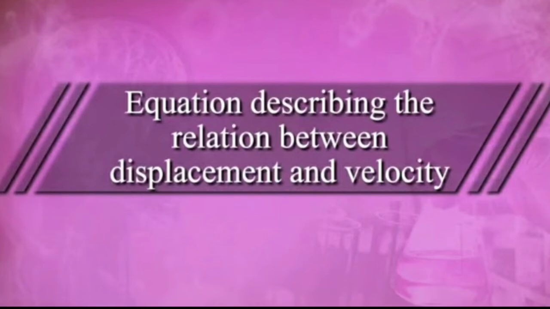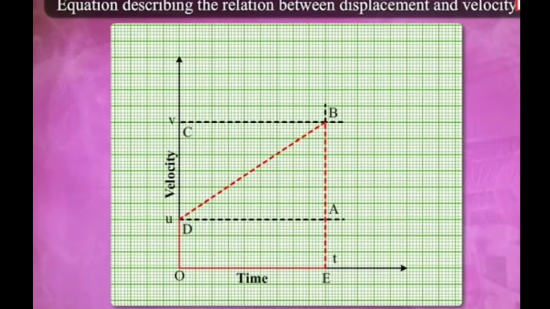Children, now we will see the equation describing the relation between displacement and velocity. Now children, look at this graph. From this graph, we can determine the distance covered by an object in time t from the area of quadrangle DOEB. Now look carefully at this quadrangle DOEB. It is a trapezium, isn't it? So children, we can use the formula for its area. We can use the formula for what?